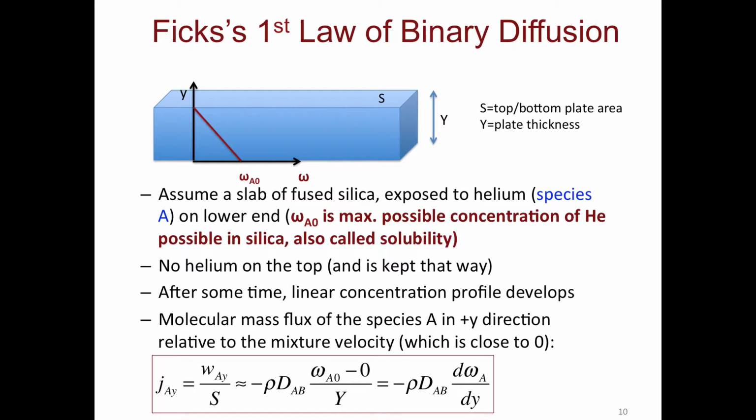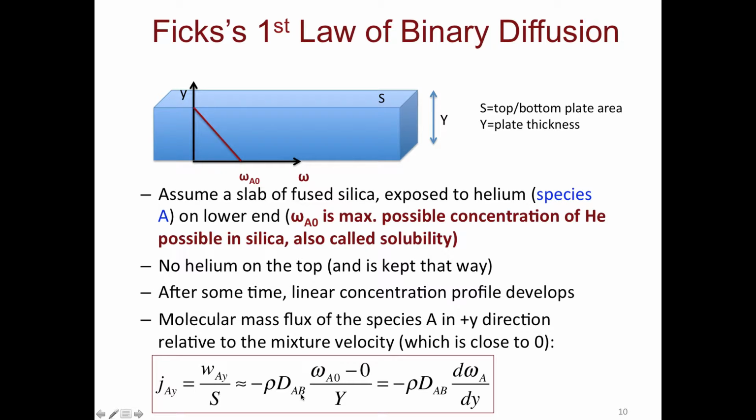So if I impose this concentration gradient, after some time, I expect to see a linear profile in concentration. At the late time, that is my steady state behavior, since I'm constantly supplying helium here, I will actually have a constant flux through. And that flux we're going to refer to as JA in y direction, JAY. So my JAY is basically molecular mass flux in y direction divided by this area S. I'm referring to it as S because I'm using A for helium, so I have to change my area A to area S.